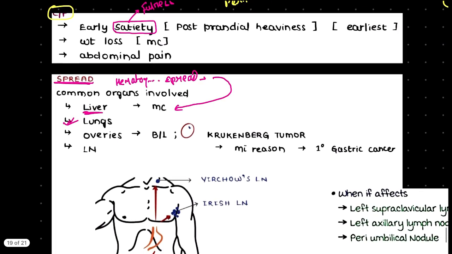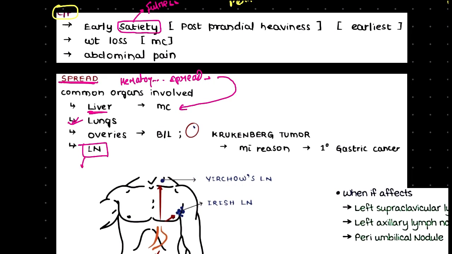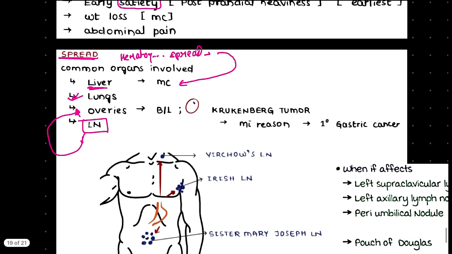Now, I would like to go to our important points, which is lymphatic spread. Before we were talking about hematogenous spread, now we will be dealing with lymphatic spread. Here there will be involvement of the lymph nodes, and there will also be involvement of the ovaries. We will go toward the ovary later on. Now, let us talk about the lymph node involvement.